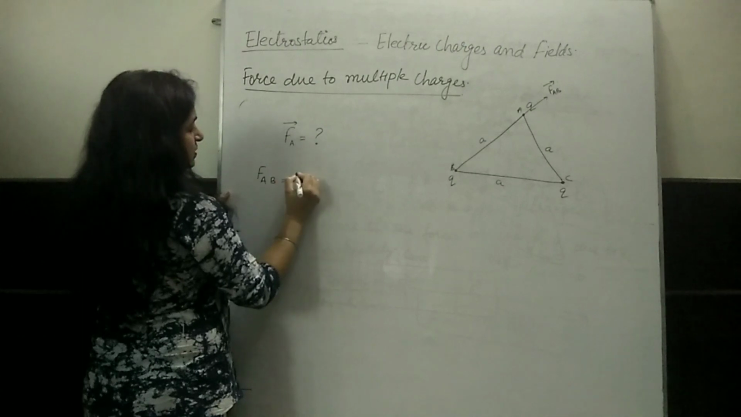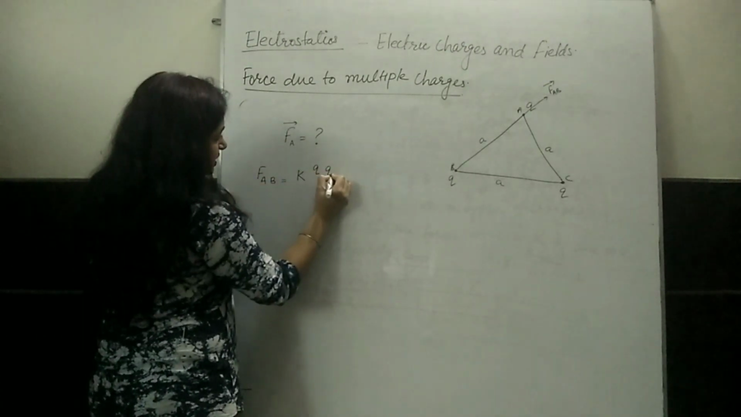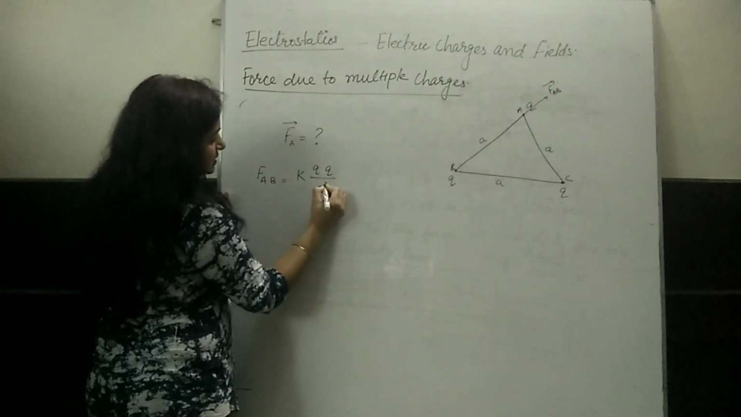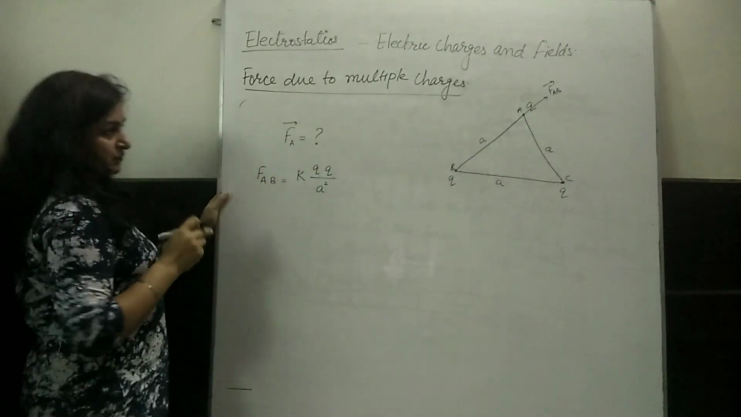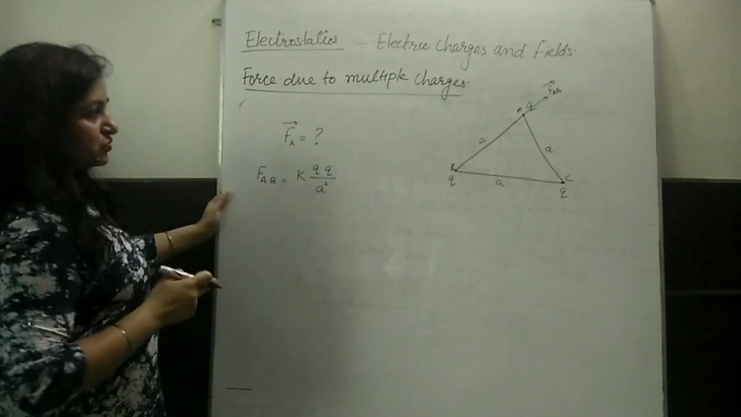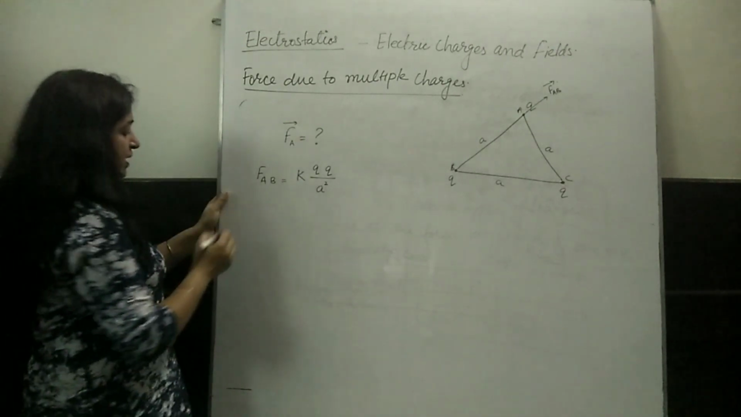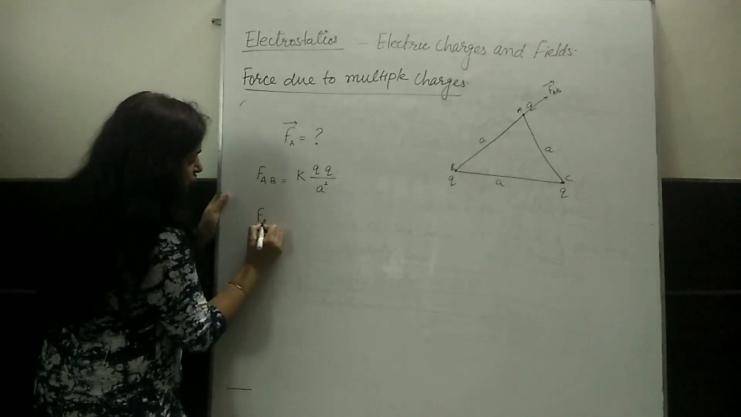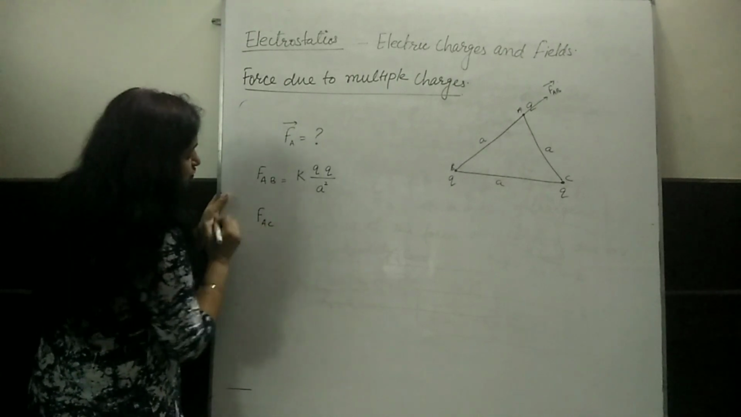So this would be K times first charge Q, second charge Q, and the distance between them is A, that is A square. So this is the magnitude and the direction I am drawing there. And similarly, another charge Q is also present at point C. That is also there to apply force on the charge at A. So because of that I can also find the force on the charge placed at A due to C.